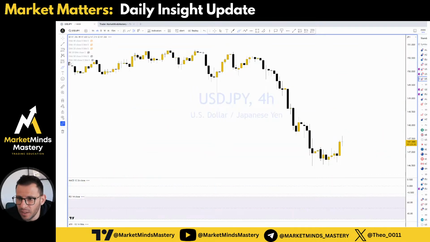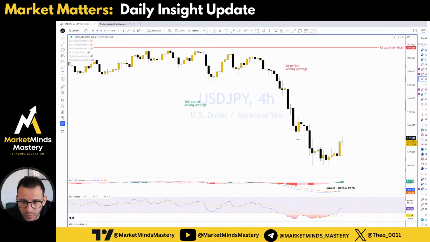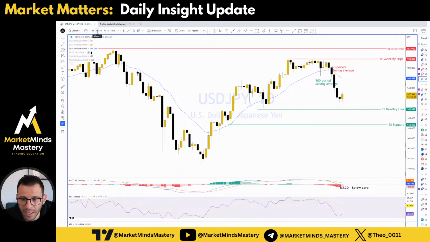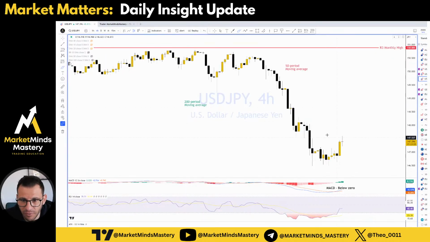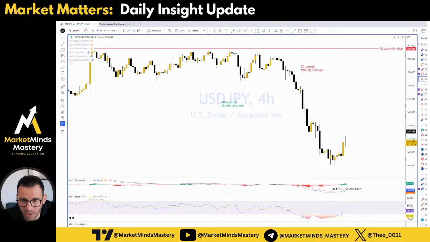USD JPY, if we go on the daily chart, we see that the market is in a downtrend, but on the 4-hour time frame, it looks like it's retracing back to the upside. Keep in mind, guys, if you see the price retesting this area here, maybe we will experience some selling pressure. Okay.